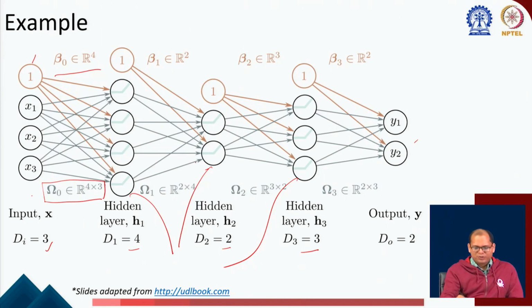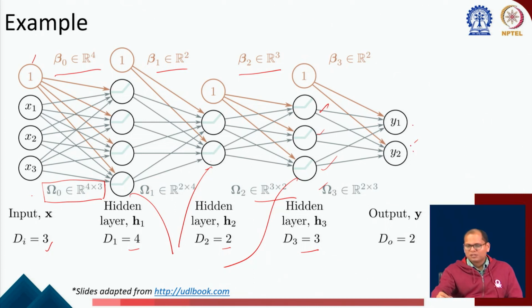Next you go from layer 1 to layer 2, bias will be the dimension of the layer 2. So, 2 dimensional, and the weight will be 2 cross 4. Same third layer 3 dimensional, and the weight will be 3 cross 2.